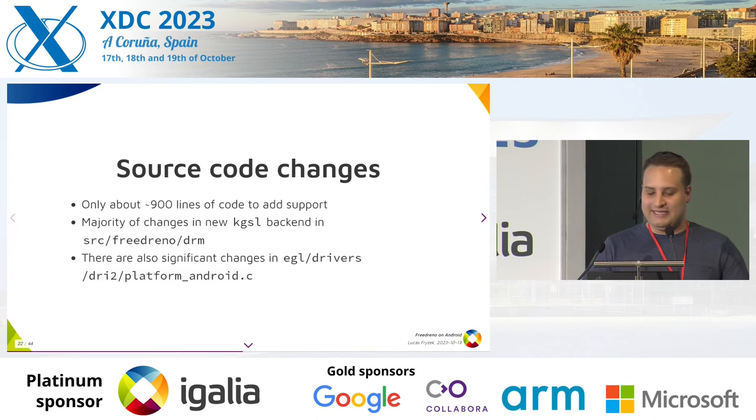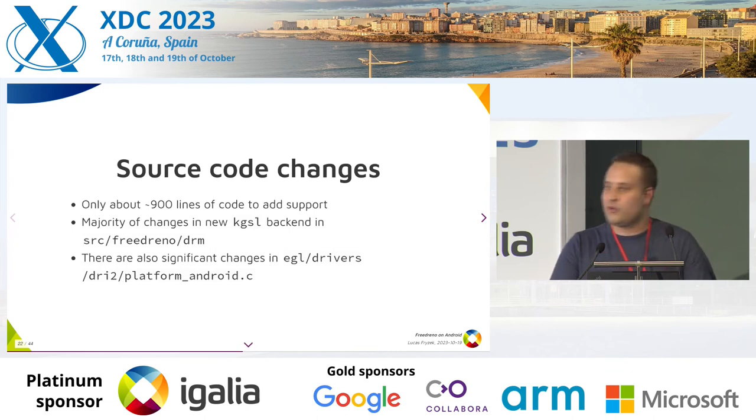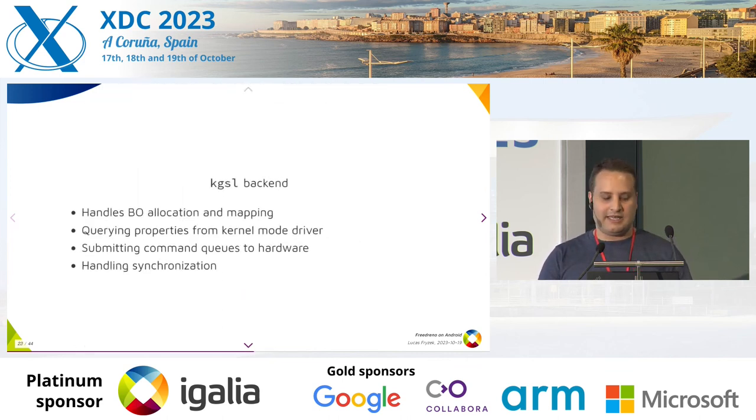So the source code changes to get this all working were only 900 lines of code. It was not that complicated. The majority of the changes were in the KGSL backend folder that I created in source Freedreno DRM. But there were also significant changes in this nice file called Platform Android in the EGL implementation. I'll start just with my changes on the KGSL backend. This was responsible for doing things like buffer object allocation and mapping, querying properties from the kernel mode driver, submitting command queues to the hardware, and handling synchronization.